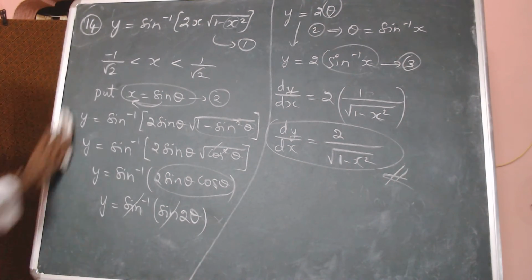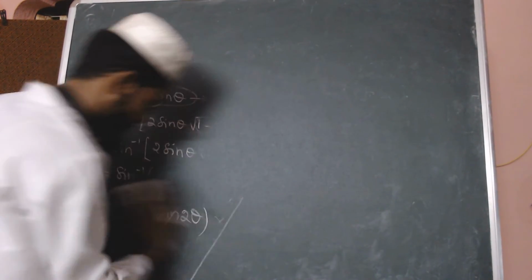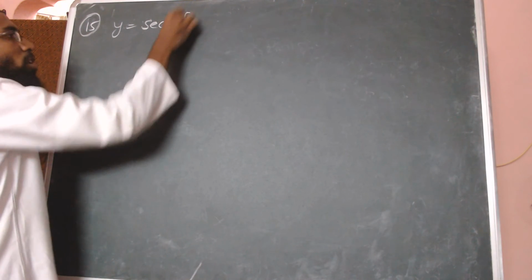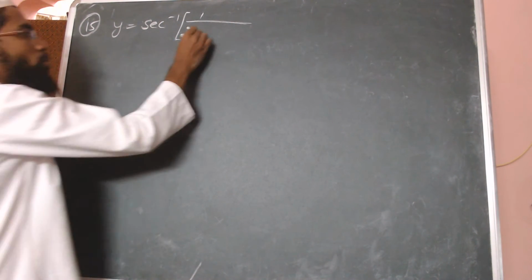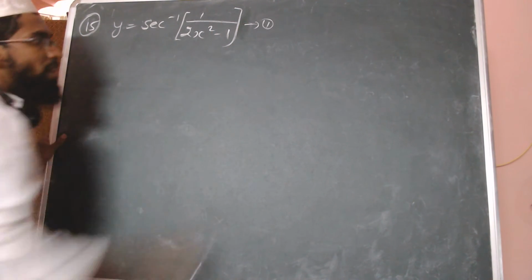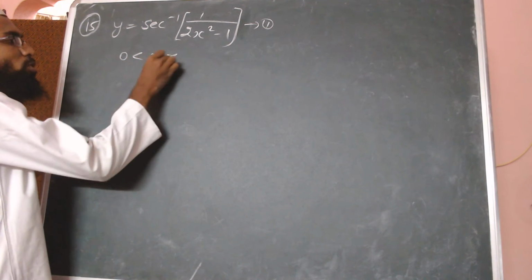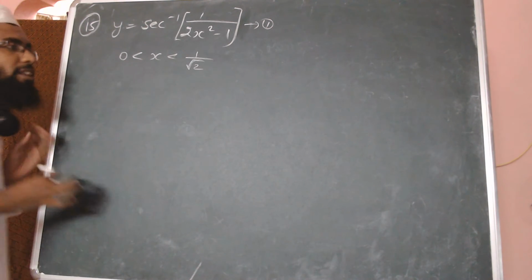Now getting into the 15th sum. Y equal to secant inverse of 1 by 2x square minus 1. Let me take this to be my equation 1. X lies between 0 to 1 by root 2. As I told you, no need to worry about this limit. We'll get into the sum now.